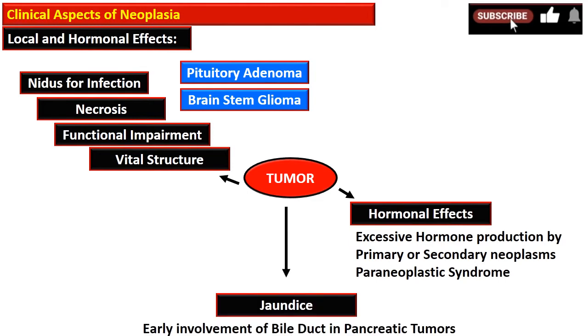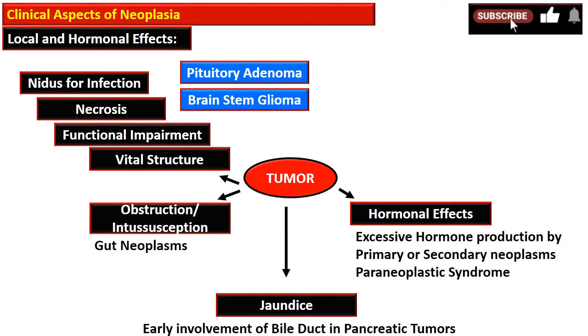Jaundice may result due to early involvement of the bile duct by pancreatic tumor, or it may result due to hepatocellular carcinoma, gallbladder carcinoma, or metastasis to the liver, that is fulminant. Then the gut tumors, both the benign or malignant tumors of the gut may produce obstruction or intussusception.